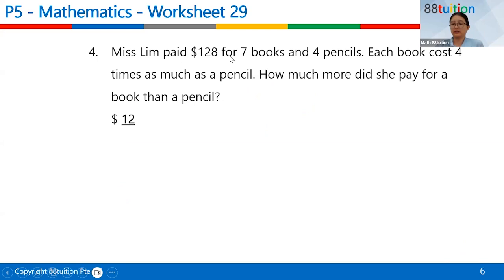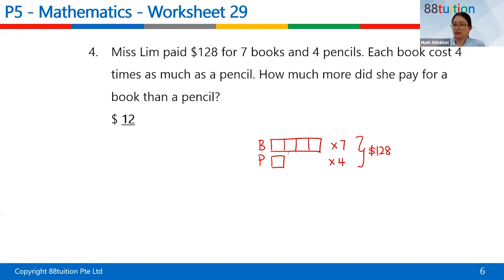Miss Lim paid this for 7 books and 4 pencils. Each book costs 4 times the pencil. So book and pencil: book is 4 times the pencil. They tell you that there are 7 books. You can choose to stack it up, or the lazy way is just writing multiply by 7. And then the pencil is 4. And then the whole thing is 128. How much more did you pay for this?